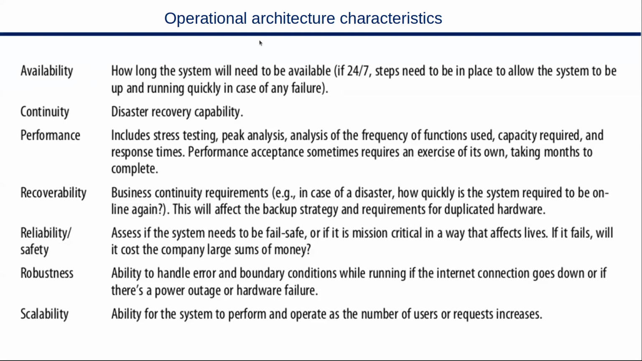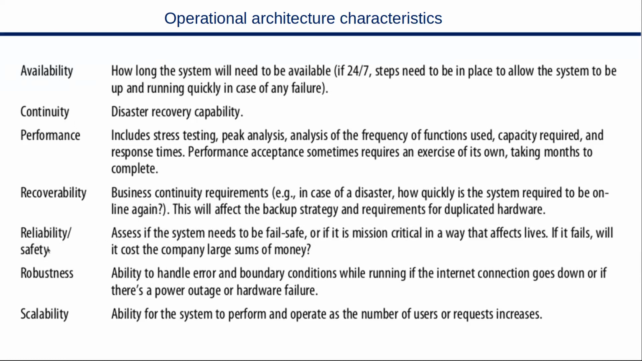Availability. It's quite interesting that, look, we have availability and we have reliability. Is there a big difference between them? First of all, let's try to understand what it is. Availability is how long the system will need to be available. Reliability assesses whether the system needs to be fail-safe or if it's mission critical in a way that affects lives. If it fails, will it cost the company a large sum of money, and so on.